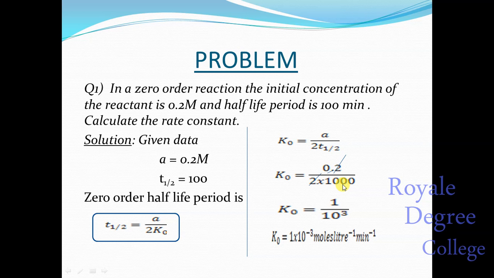Here 0.2 is there. Now we are cancelling the point. One digit is there after the point, so 10 we are keeping down. So it will become 1000 now. The 2 gets cancelled, so 1 by 10 to the power 3. Or we can write this way: K naught is equal to 1 into 10 to the power minus 3, because 10 to the power 3 goes to the numerator and becomes negative. The unit is mole liter to the power minus 1, minute to the power minus 1.